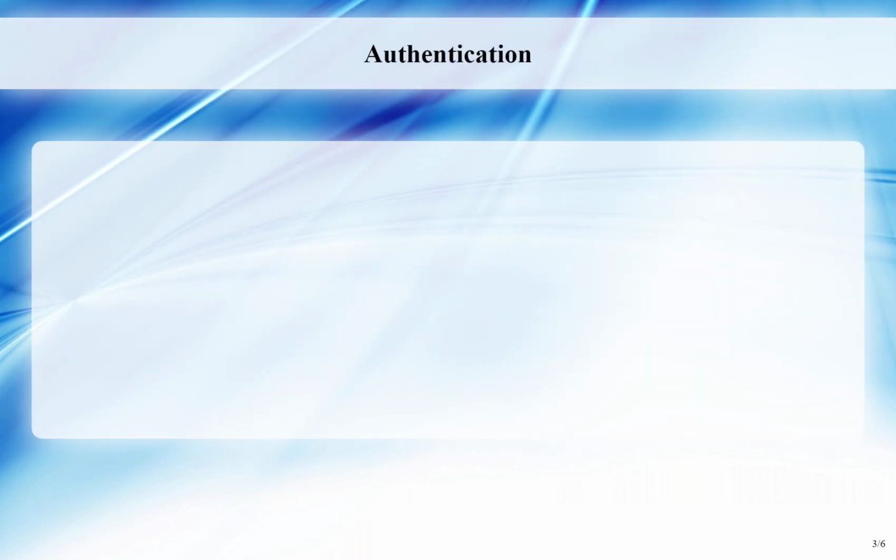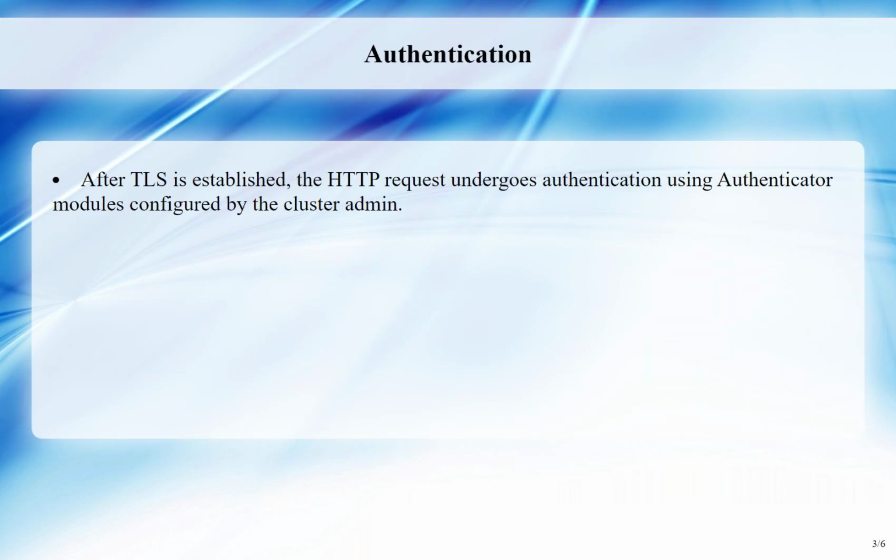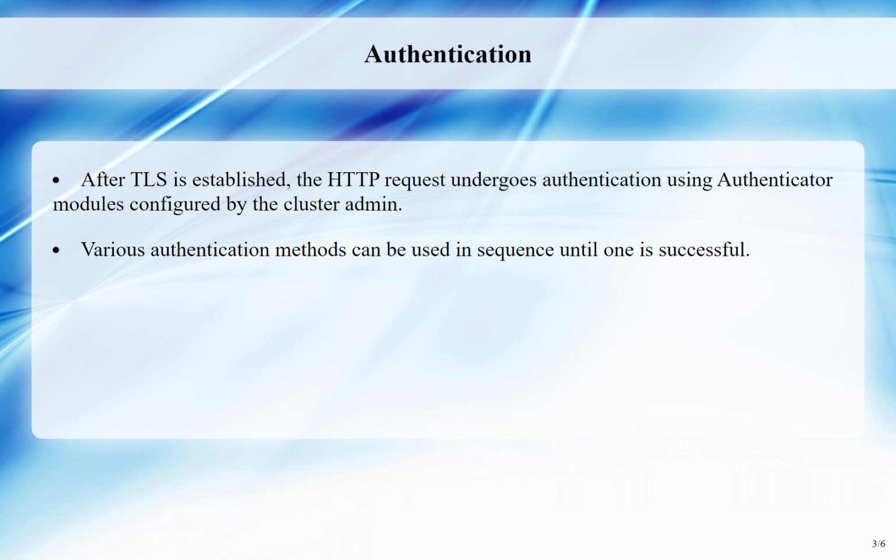Authentication. Once TLS is established, the HTTP request moves to the authentication step, as indicated in step 1 of the diagram. The cluster creation script or cluster admin configures the API server to run authenticator modules, which examine the headers and/or client certificate of the request. Authentication modules include client certificates, passwords, plain tokens, bootstrap tokens, and JSON Web Tokens.